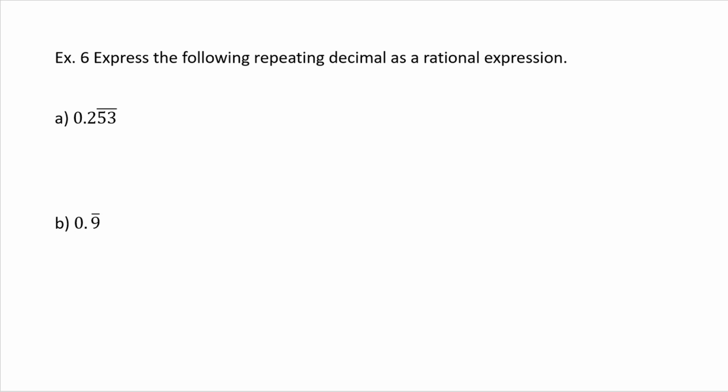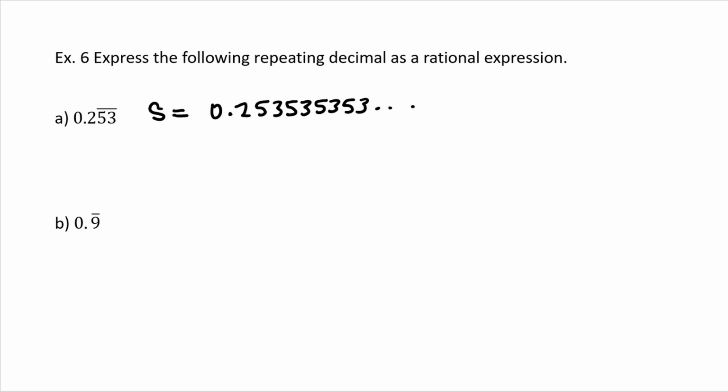Express the following repeating decimal as a rational expression. There are several absolutely correct, acceptable ways to solve this. I'm going to choose to do this by addition. Let me show you what I'll do. For part A, we've got 0.2 and then 53 repeating. So just for visibility, I'll write that S can be represented as 0.2, and I'm going to write 53 several times over just because it helps me to see it.